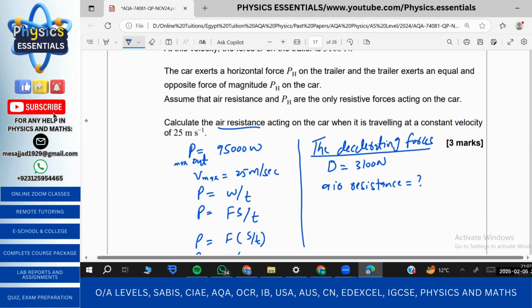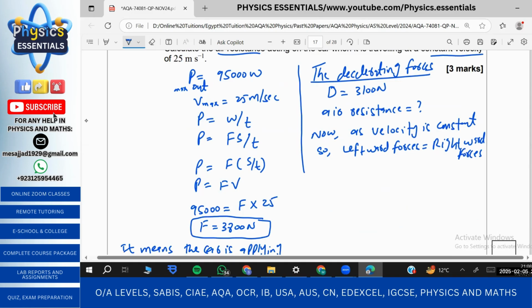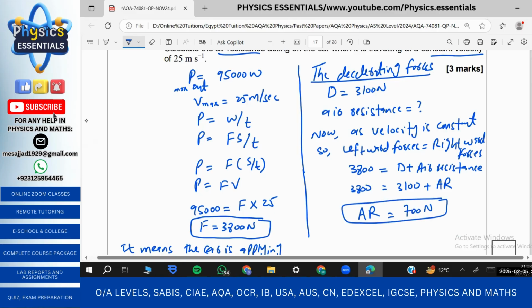So as the car is moving at constant speed, as velocity is constant, leftward forces equal rightward forces, correct? The leftward force, which is accelerating, is 3,800. And the rightward forces are decelerating, which are drag and air resistance. So 3,800 equals 3,100, which is given in the question, plus air resistance AR. And from here, AR equals 700 newtons.